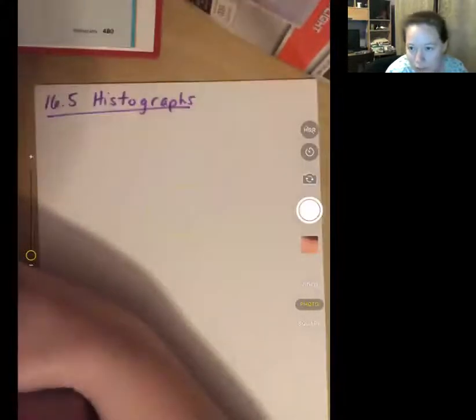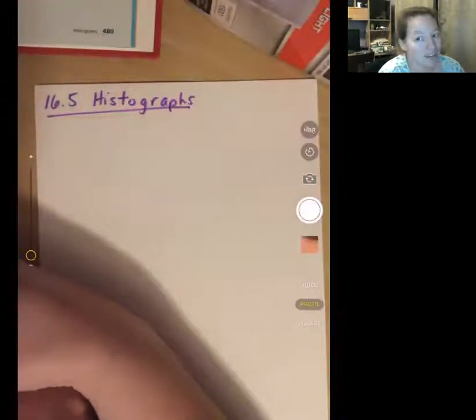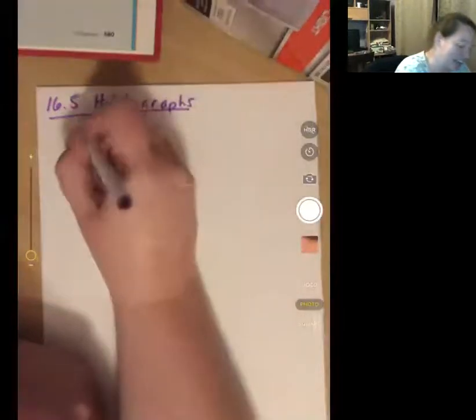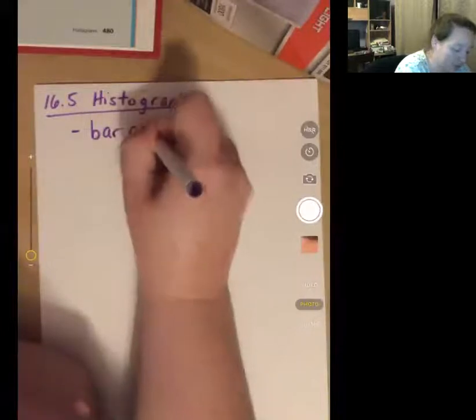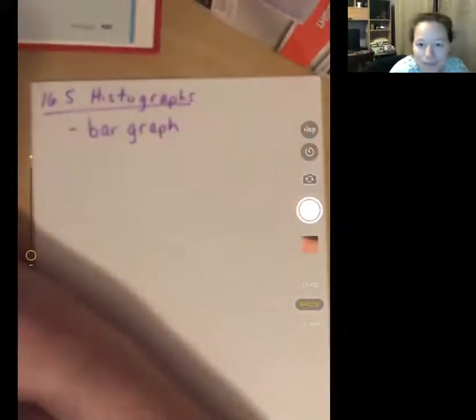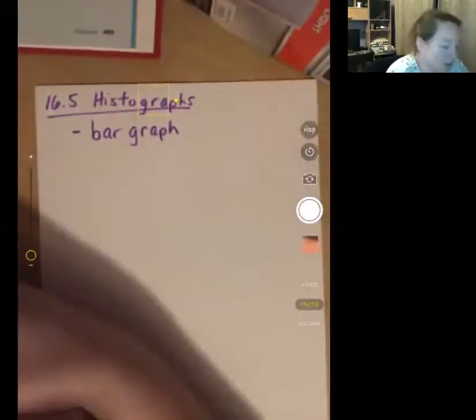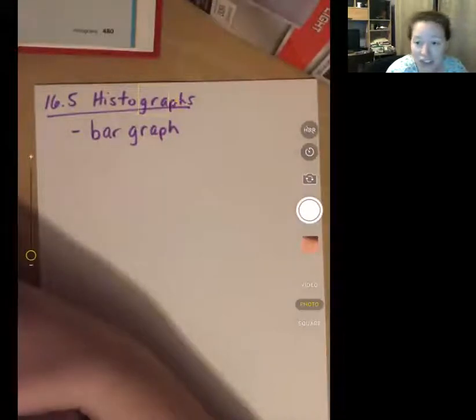I'm almost positive you haven't heard of a histograph before, or at least you haven't heard them called by that name before. But I know for a fact that you have worked with histographs before. In fact, they're one of the first types of graphs that you ever worked with. A histograph is a bar graph. That's what a histograph is. It's a bar graph.